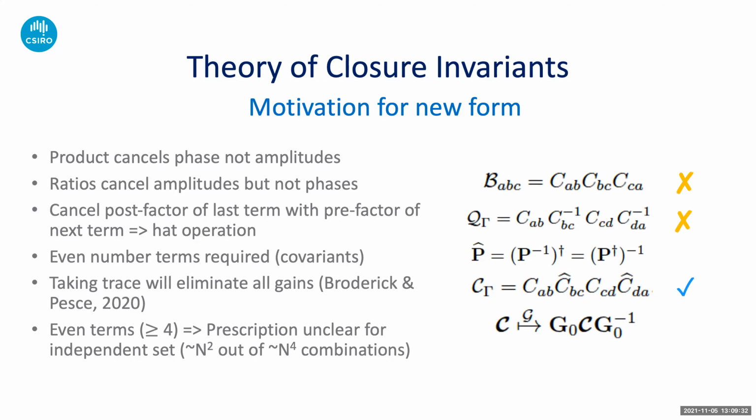Now, let's get into the theory itself. So traditionally, closure quantities have been constructed using either bispectra, which is triple products of correlations. And because that involves a gain and a complex conjugate of the gain, usually the phases cancel out, but not the amplitudes. On the other hand, if you work with quadrilaterals and inverses and ratios and such, then those inverses help cancel out the amplitudes, but not the phases.